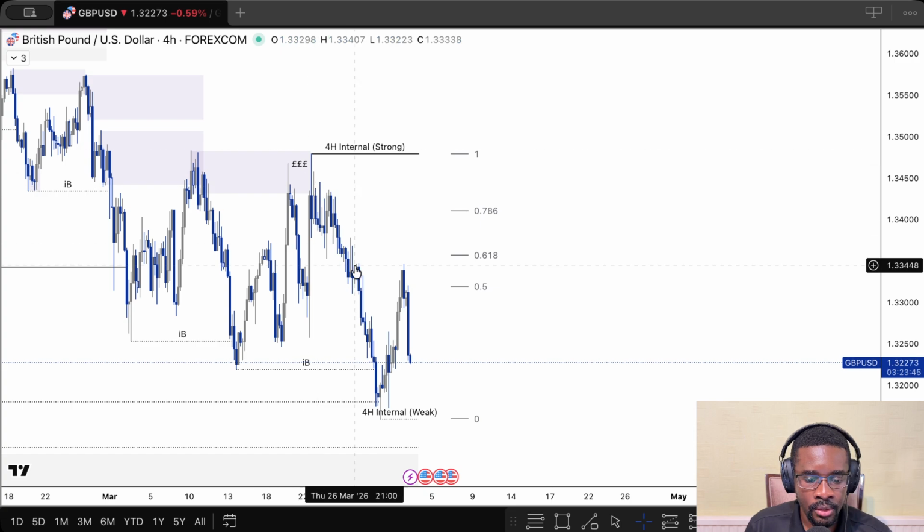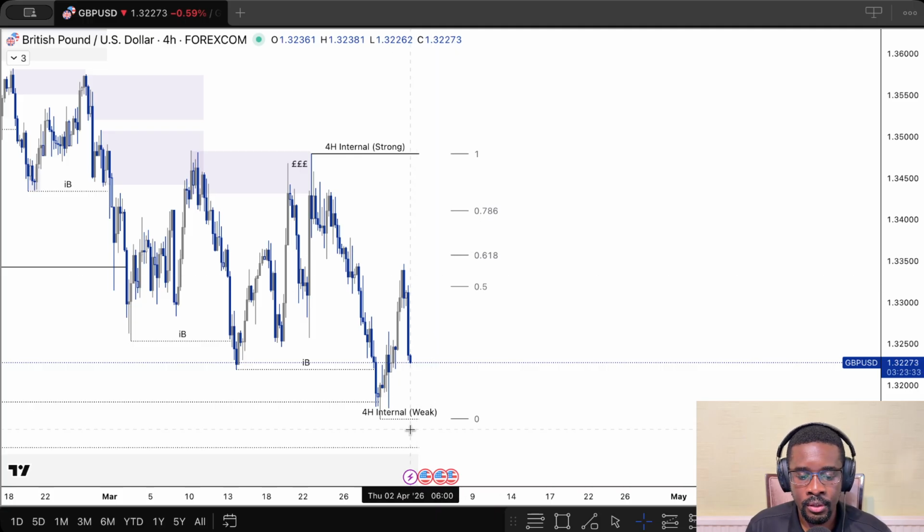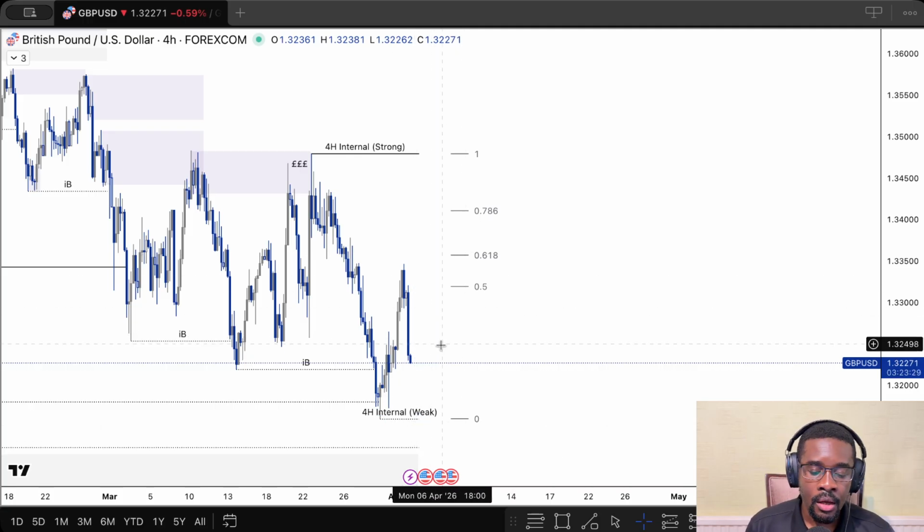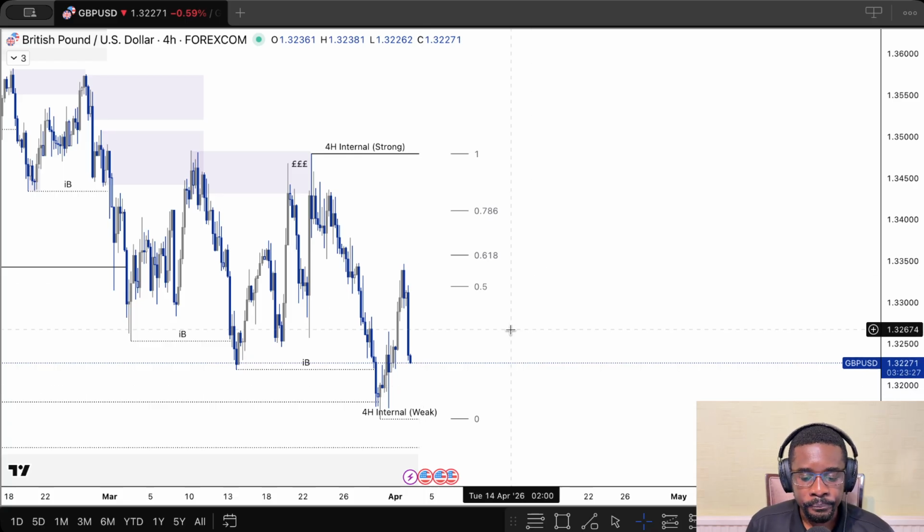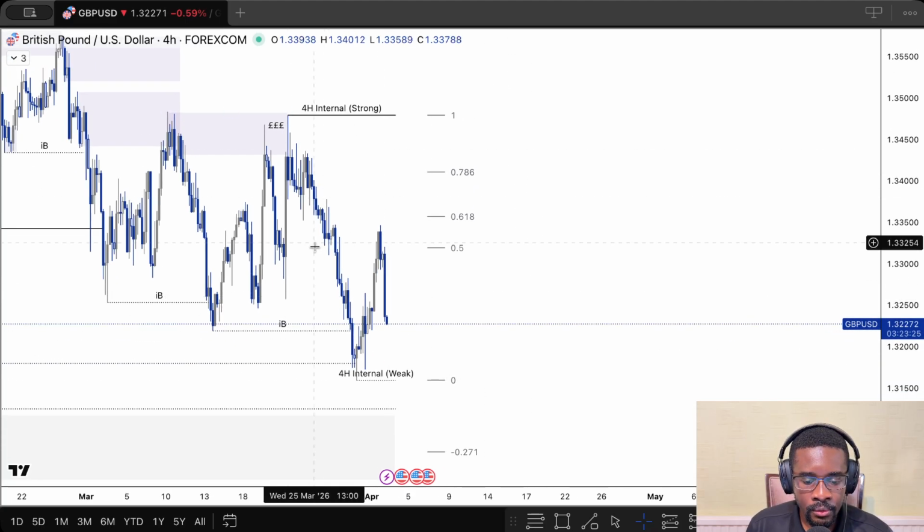Really, there's nothing really to look at. Now we've printed relative equal highs right there. So at some point, if price comes back up, it would take that liquidity and then possibly use it as fuel to continue back down. Okay, so this is what we have right now.